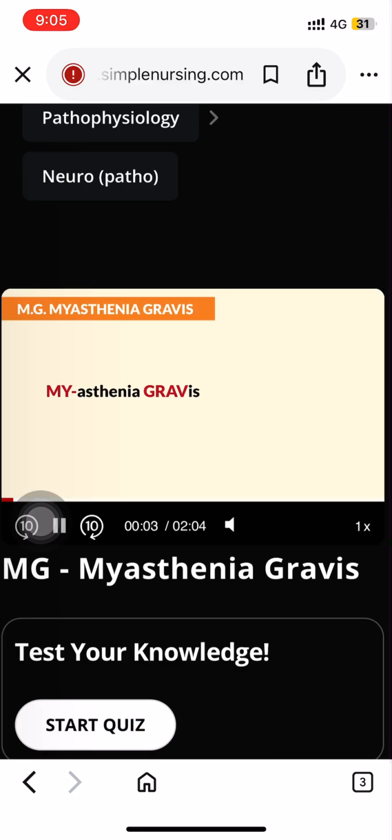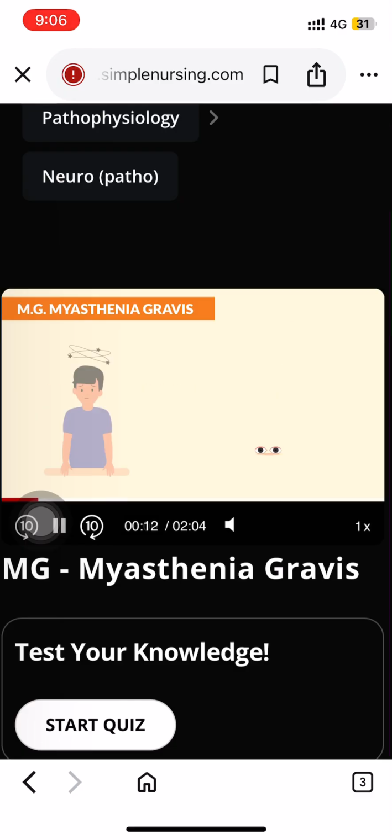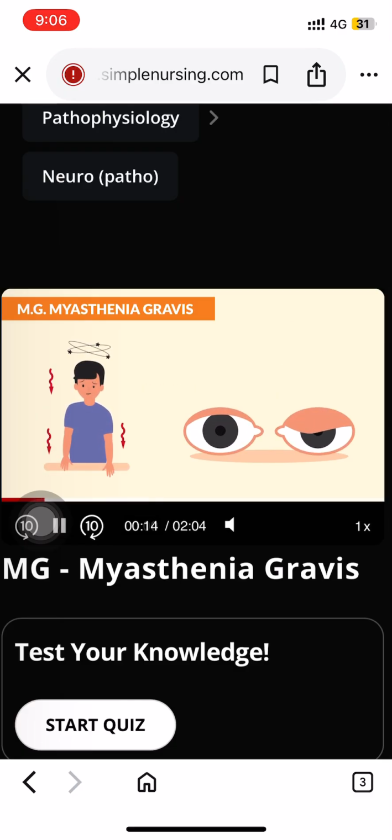MG myasthenia gravis, think dry asthenia gravity. Patients get a dry and weak body like a heavy weight of gravity. Everything gets droopy, especially the eyes.